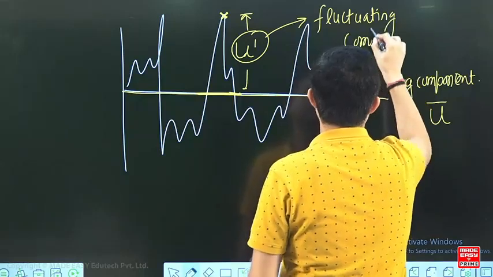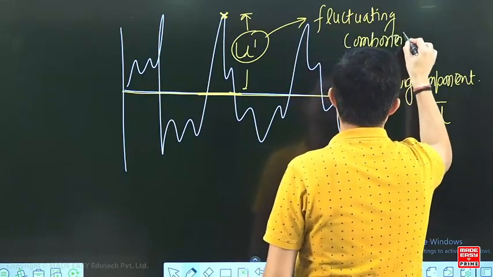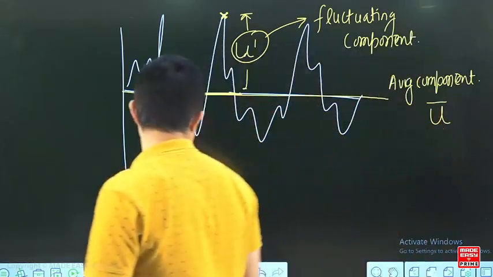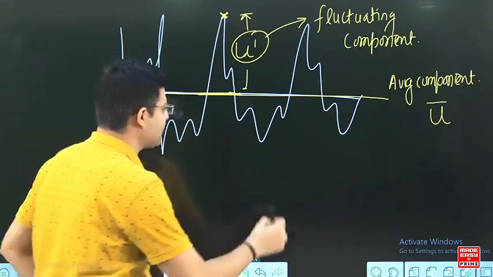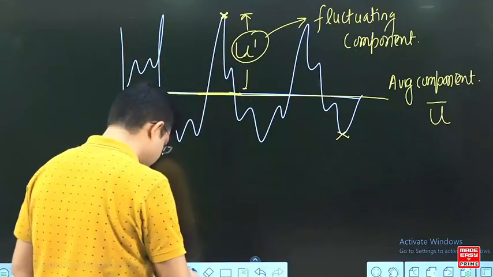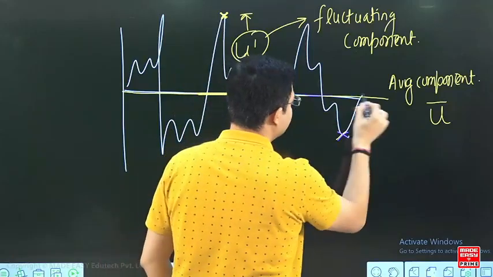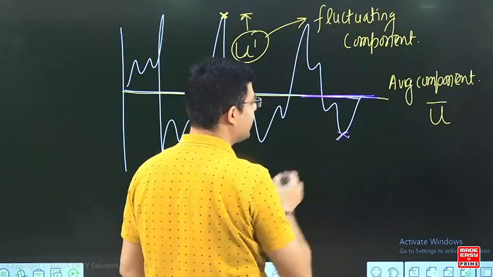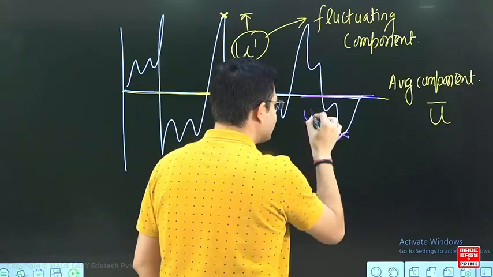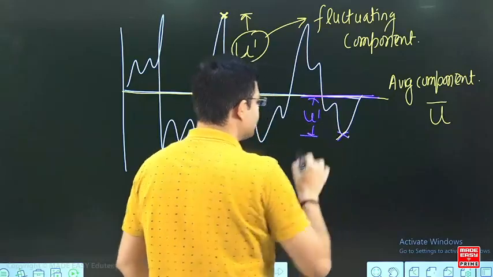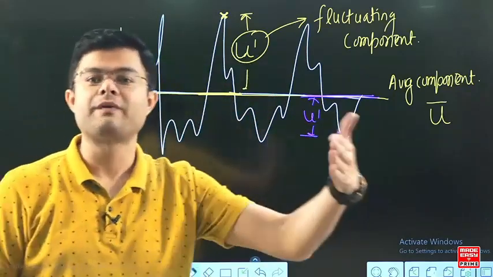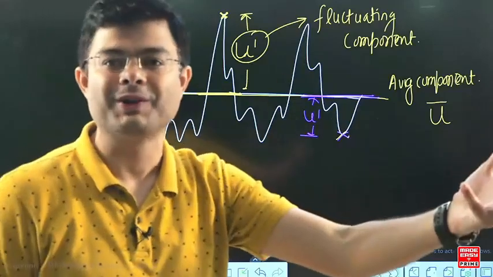Represents the fluctuating component. For example, let us say you want to write the velocity of this point beta g. Then this is the average velocity and this is the fluctuating component, but this time of course the fluctuating component will be 0.